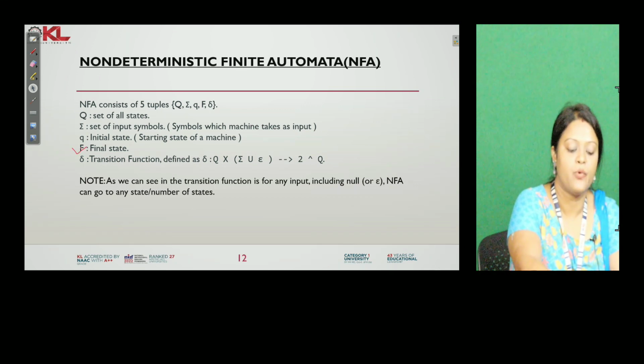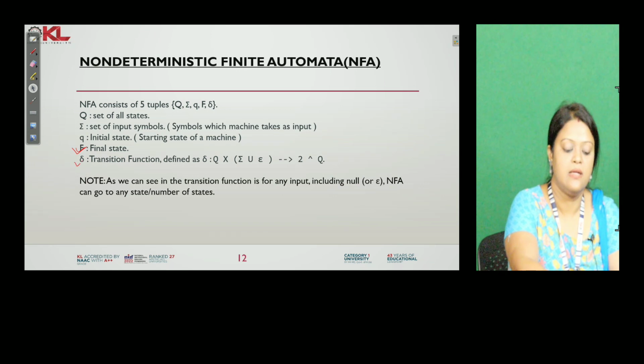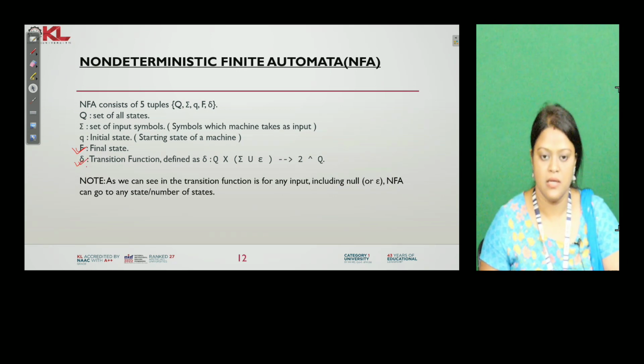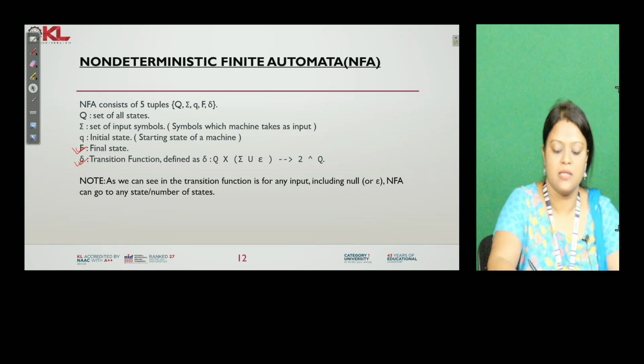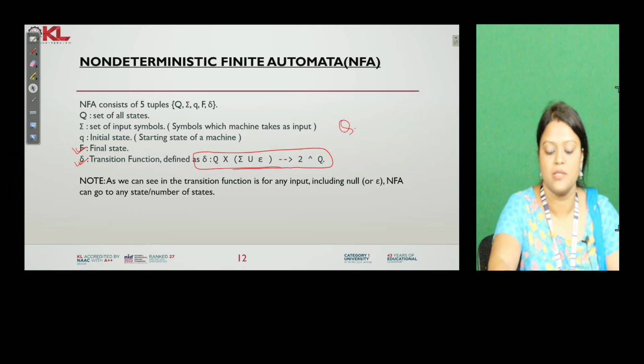The only changing points are F and δ. F is here only one final state, and the transition function is now defined as Q × Σ, actually for all the NFA. Because we are not considering a null move here, it should be Q × Σ going to 2 to the power Q.